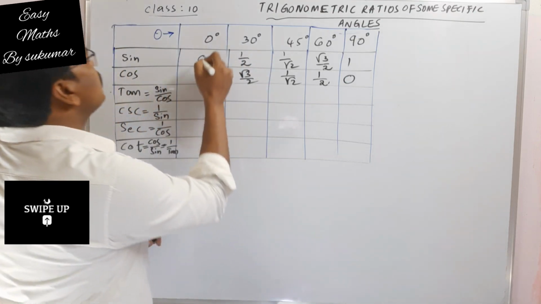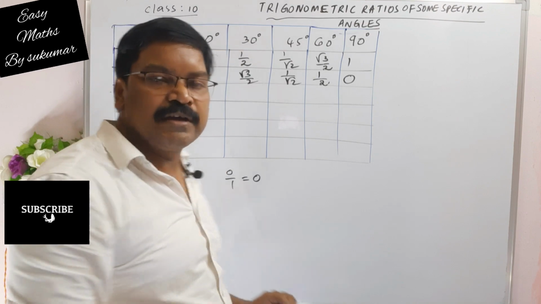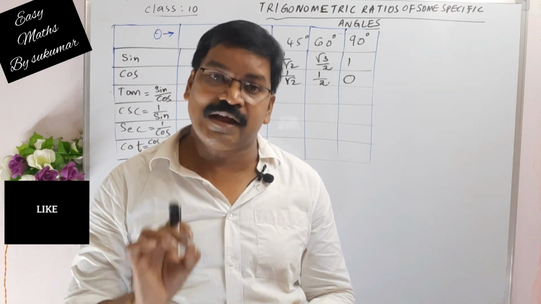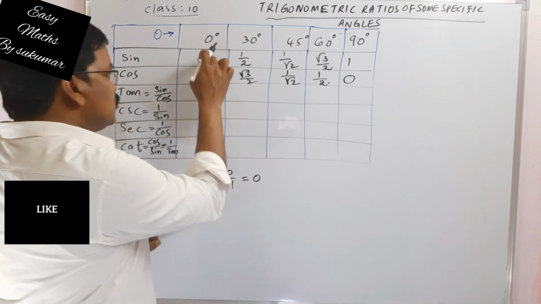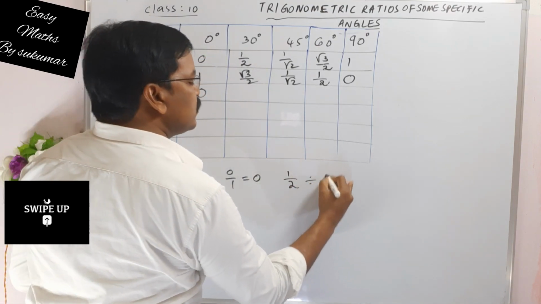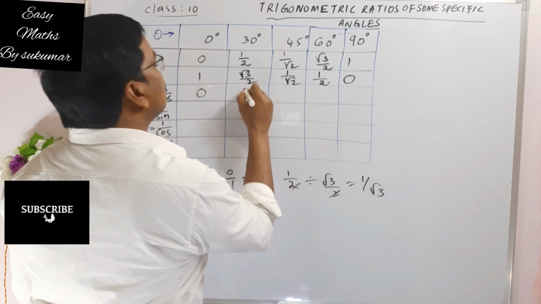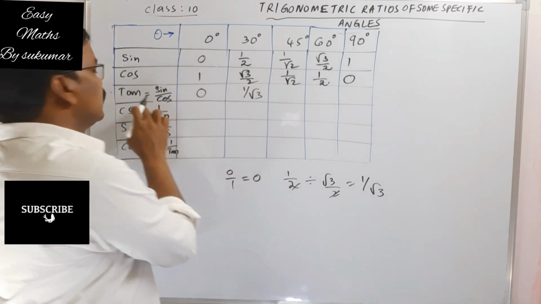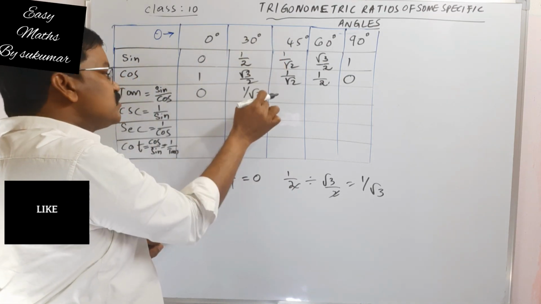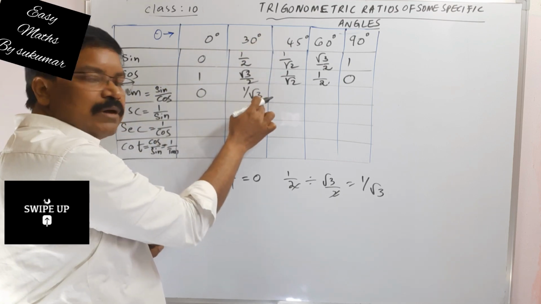So here, just divide 0 by 1, that is 0. My dear students, 0 by anything is 0, but anything by 0 is undefined. So 0 by 1 is 0. The next one is 1 by 2 divided by root 3 by 2. The 2s cancel, so it is 1 by root 3. Why? Tan 30 means sine 30 by cos 30, that is 1 by root 3.